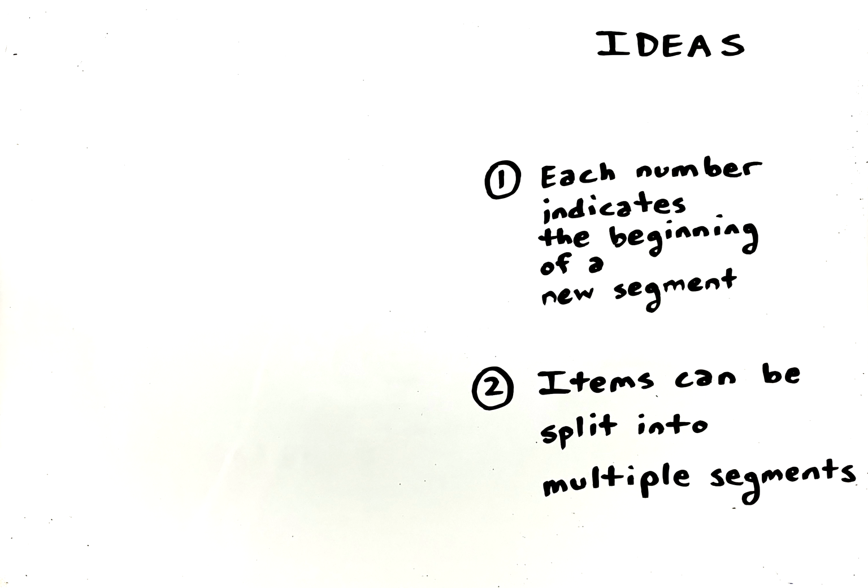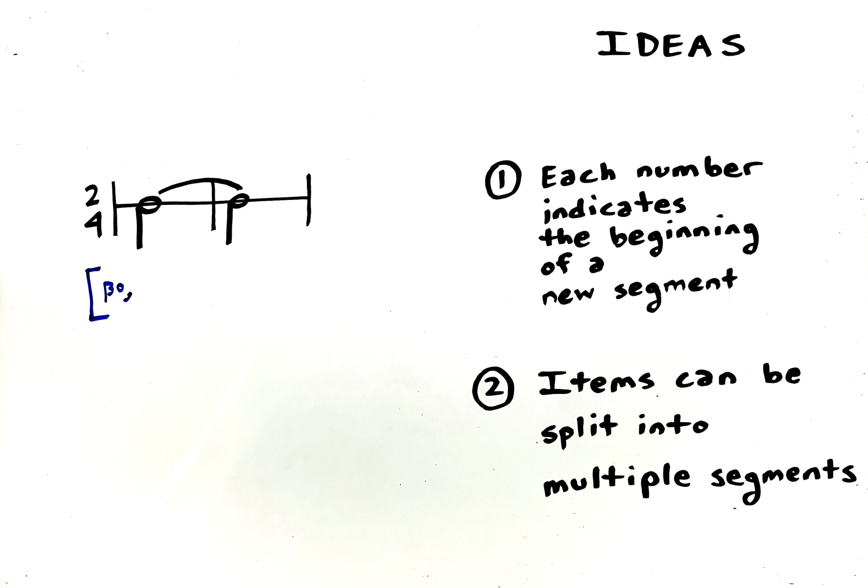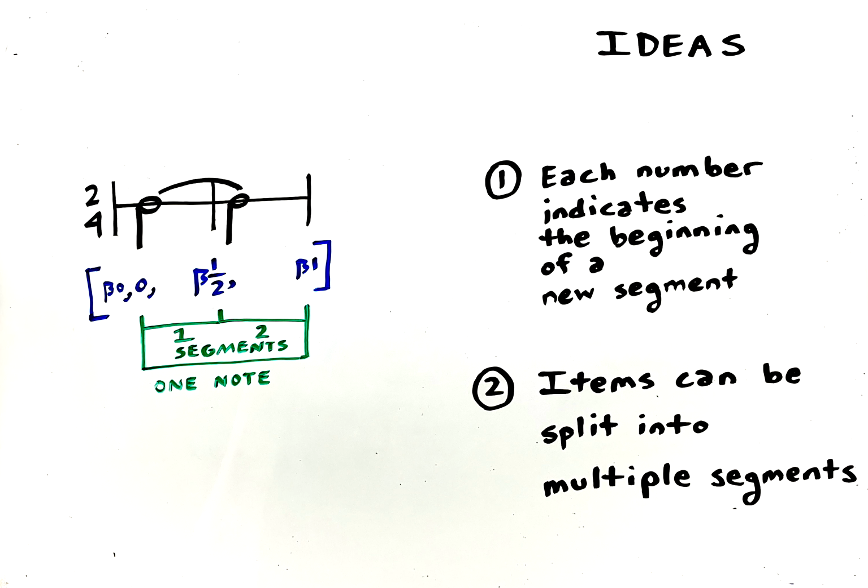Here's an example of splitting notes. If you want to indicate a whole note tied between 2 2/4 measures, the analysis is B0, 0, B1/2, B1. As you can see, there's only one note, but it is split into 2 segments. Notice how there's no analysis for the second segment of the tied note, because nothing's actually happening there. It's merely part of a note that began earlier.